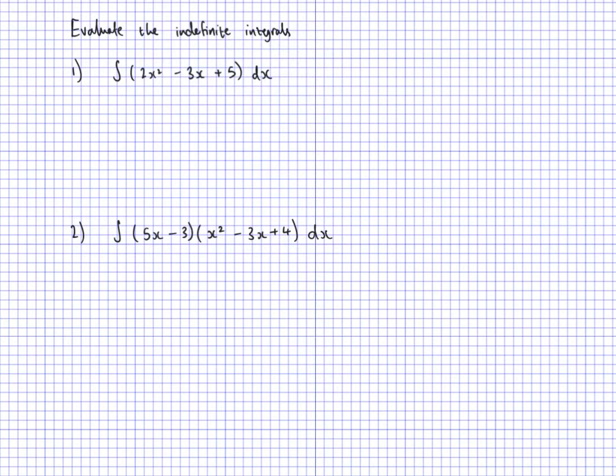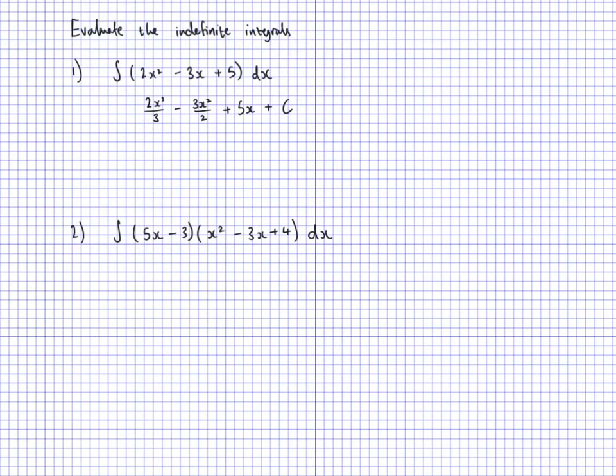Okay, so add 1 to the power, make it x cubed and divide by 3. So this is going to be 2x cubed over 3. For the next term, I need to add 1 to the power and divide by that, so that's dividing by 2. So take away 3x squared divided by 2. This here would be plus 5x. And because I'm evaluating an indefinite integral without bounds, I need to say plus c here.